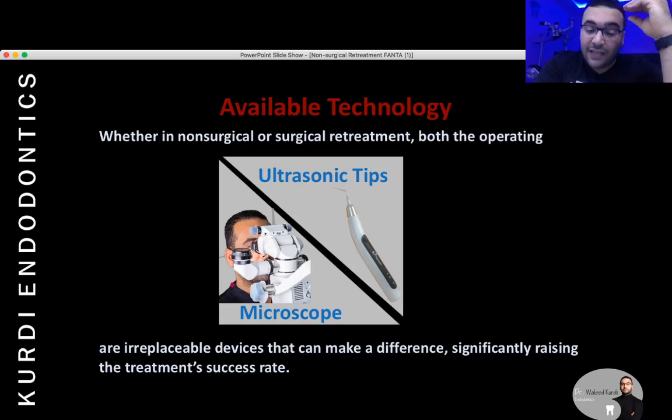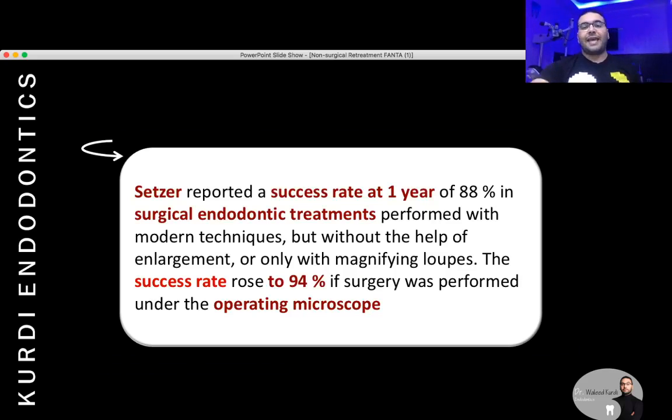And indeed, the available technology is another very important factor to affect the prognosis of such cases. At least you should have ultrasonic tips and also magnification and good illumination too. So ultrasonic and magnification or illumination, like a microscope for example, are very, very important to be used in such cases.